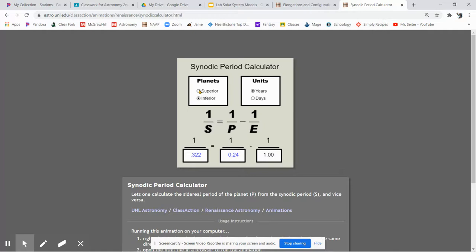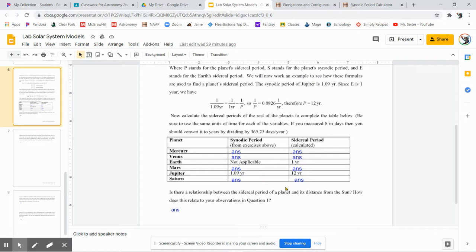And that's all you have to do with these. Just make sure you're clicking inferior or superior. Okay. If we did a superior planet, let's say we do, trying to find one in my paperwork here. Mars. 2.144 years, and the sidereal is going to be 1.87. So that's all you have to do to fill these out. Okay, it's going to be easy stuff. Easy stuff. All right.